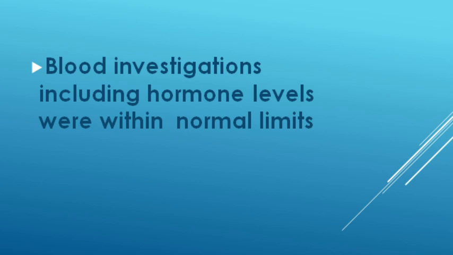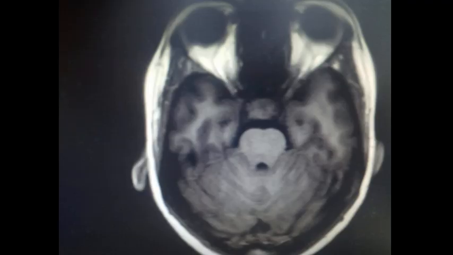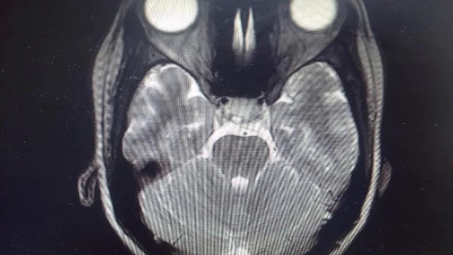Radiologically, in T1 weighted image, there was a sellar supra-sellar iso to hypointense lesion. In T2 weighted image also, it was an iso to hyperintense lesion. There was one small area of T1 hypointensity and T2 hyperintensity.